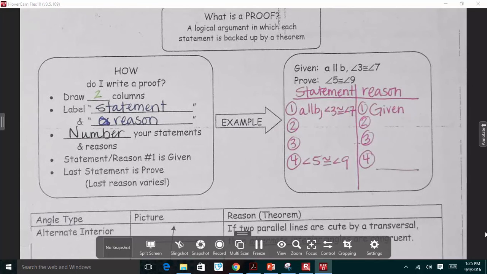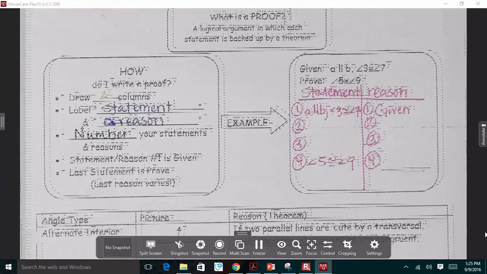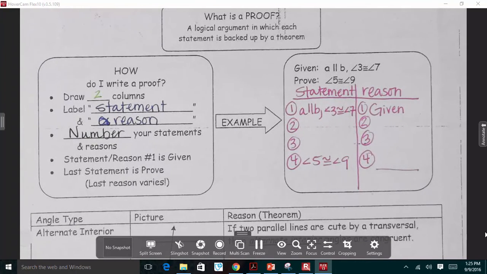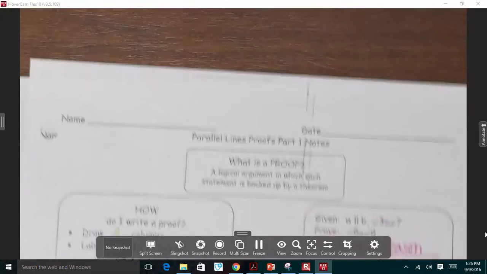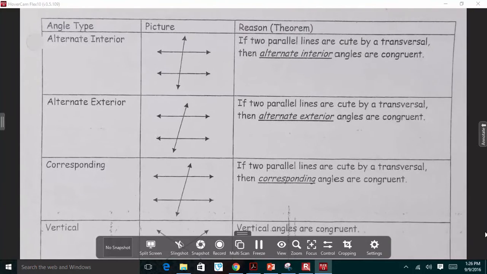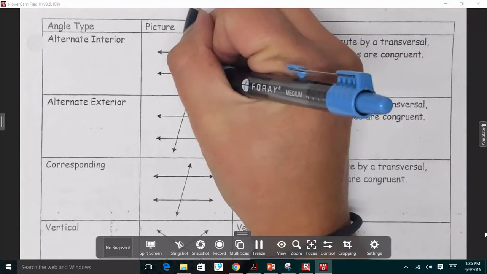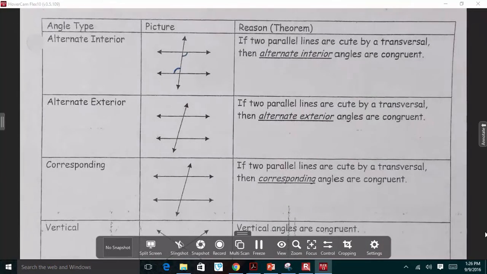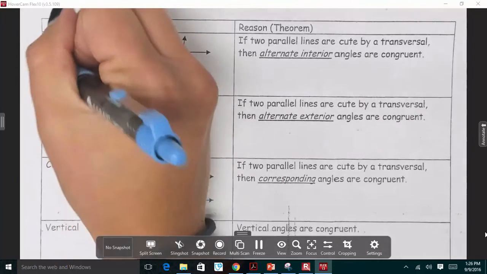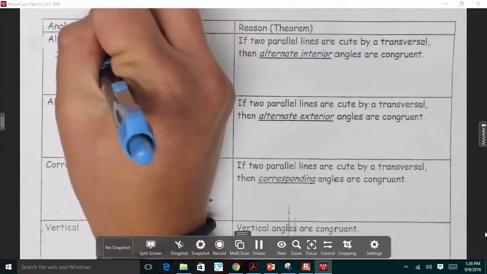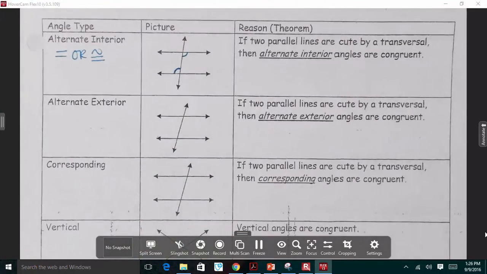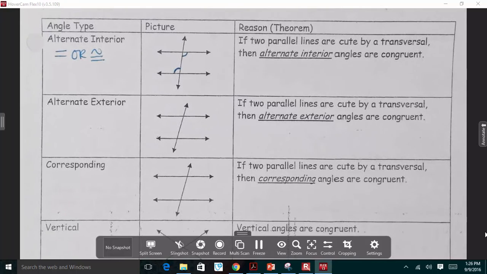Okay, so real quick, I want to go over our angles again just to make sure we know them. These are going to be the angles that we use to prove our proofs. So the first one we're going to look at is alternate interior. An example of that would be this angle and this angle. What do we know about alternate interior angles? They're equal or they're congruent. Okay, so we'll be using congruent a lot for our proofs.